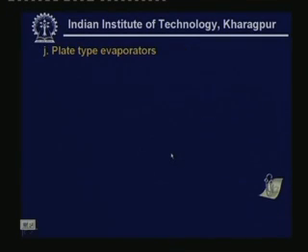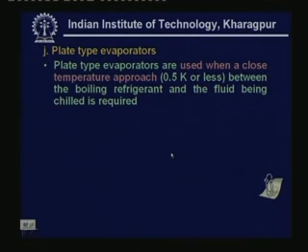Now let us look at another very important type of evaporator, what is known as the plate type evaporator. Plate type evaporators are used when a close temperature approach, that means 0.5 Kelvin or less, between the boiling refrigerant and the fluid being chilled is required. Let us say that refrigerant is at minus 20 degrees centigrade and I want to chill the external fluid to minus 19.5 degrees. That means refrigerant temperature and the external fluid temperature are almost the same. The difference is very small, about 0.5 Kelvin.